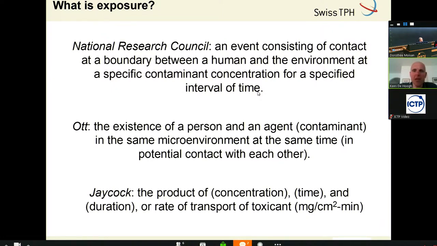So we have three definitions here on the screen, and the same thing in all of these definitions is that we need an event consisting of contact at a boundary between a human and the environment, at a specific contaminant concentration for a specific interval of time. What it really says here is that you need something which gives you contact between a receptor, a human being in this case, if we talk about human exposure, and a contaminant in the environment. So if there is a contaminant somewhere in the environment, but there's no human in that environment, there will not be any exposure. Really this is key: the contaminant needs to be in the same microenvironment as the person or human being. So that is exposure.